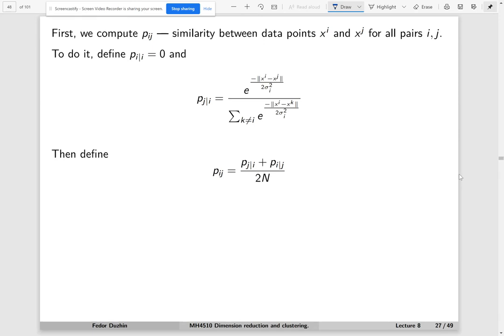Then p_ij is just the symmetric version of this. It's going to be p_{j|i} plus p_{i|j}. And then we divide by 2n to make sure that the sum of all p_ij over all i and j is 1.